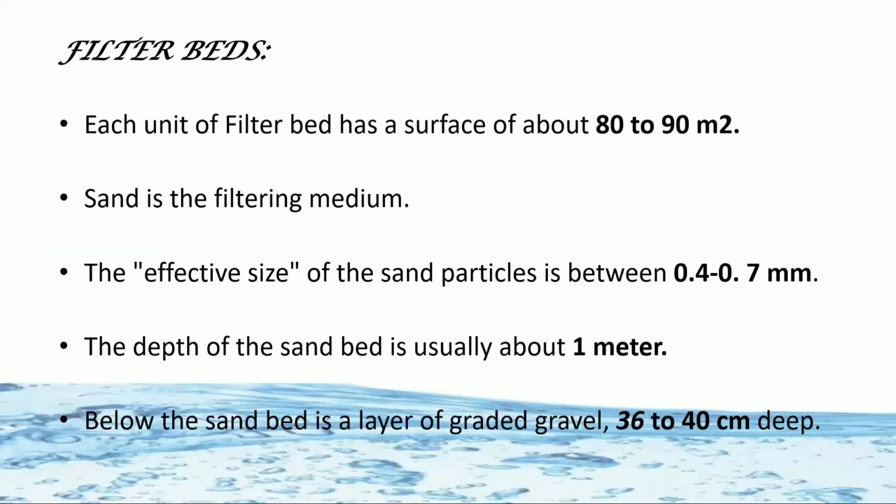And filter bed, each unit of filter bed has a surface of about 80 to 90 meters square. Here also sand is the filtering medium. The effective size of the sand particle is between 0.4 to 0.7 mm. The depth of the sand bed is usually about 1 meter. And below the sand bed, there is a layer of graded gravel which is 36 to 40 centimeters deep.